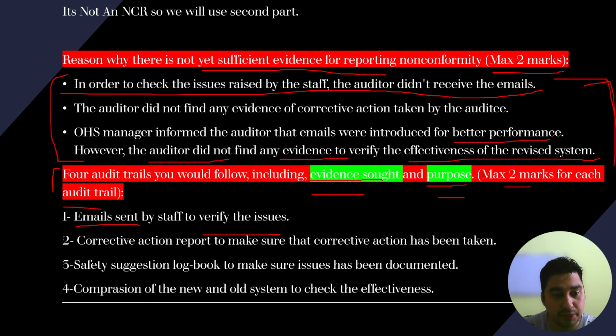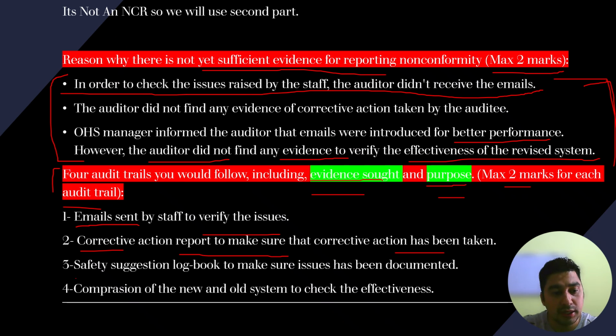You need the emails to verify the issues which were reported by the staff. Okay, first one. Now the second one, corrective action report, to make sure that the corrective actions have been taken. You have to ask for the corrective action report from the manager. Why do you need to ask? To make sure that corrective action has been taken and the suggestions given by the staff have been taken.